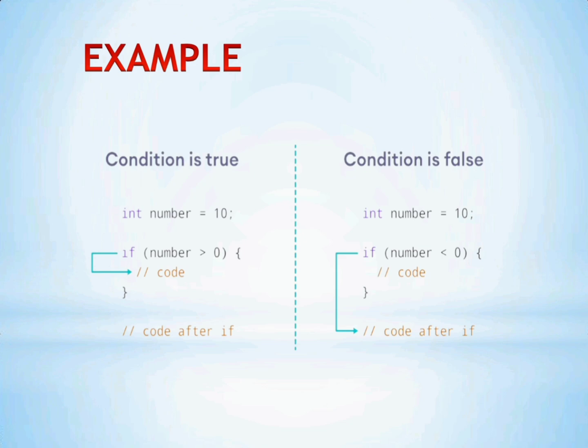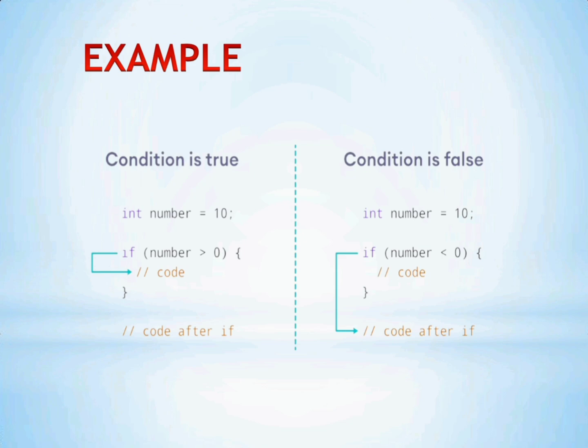So, the example of the if condition. Here there are two conditions. Let's discuss the first one. int number equal to 10. Here int represents the data type, number represents the variable, and we are assigning the value 10 to the variable. Now let's go to the condition. If number greater than 0, that means if 10 is greater than 0, the condition is true. Yes, obviously 10 is greater than 0, right? So the first condition is true.